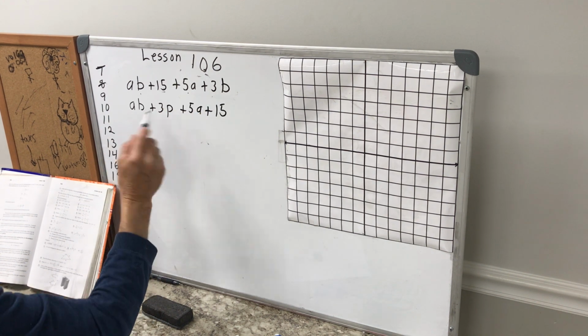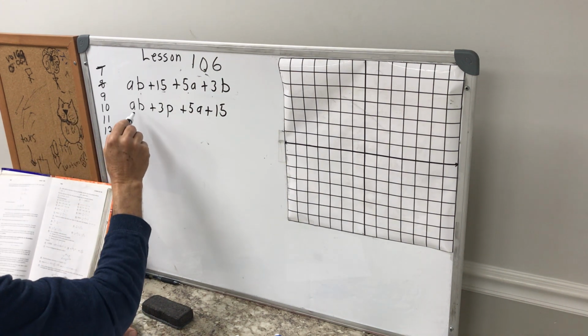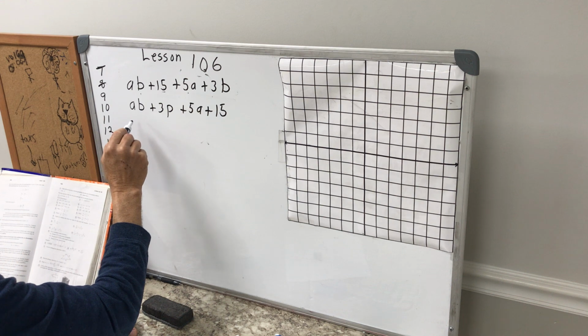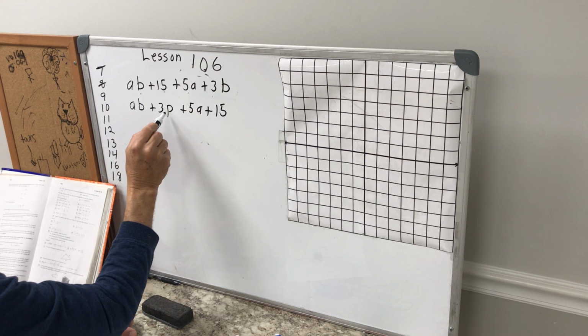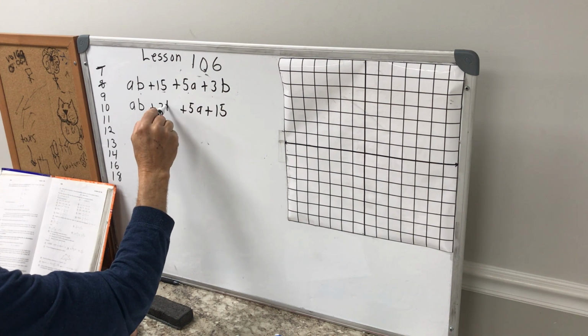Let's see if this works out. If it doesn't, I'll change something else out. But looking at that, I could make a pretty calculated guess. Let's try this. So now we're going to, wait a minute. I put a P.